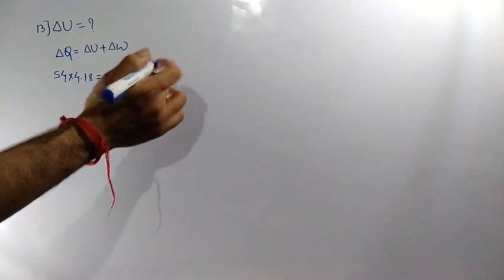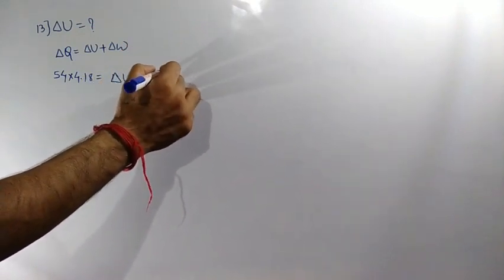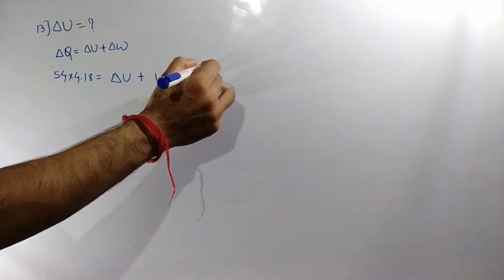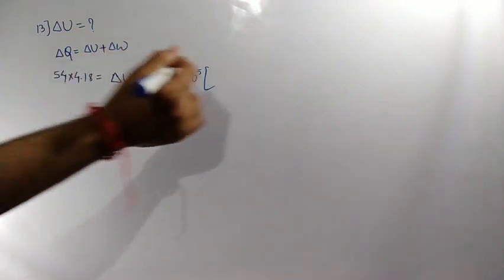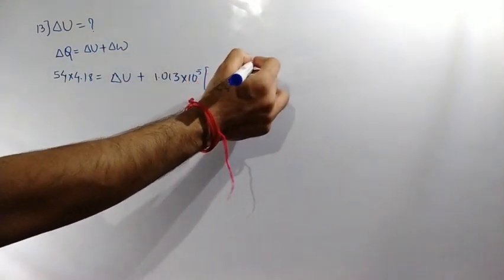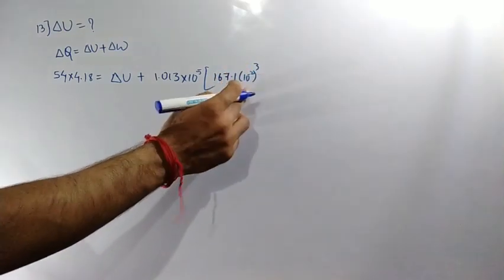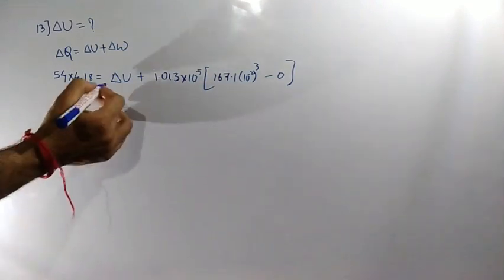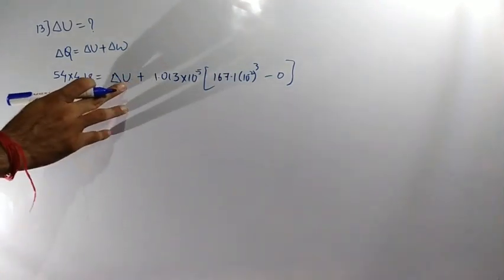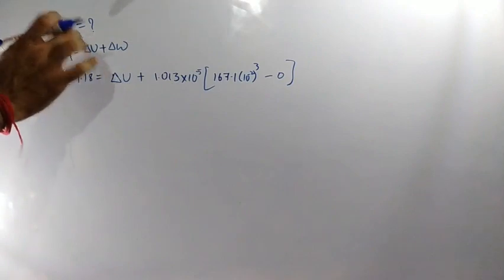P delta V. Pressure value is given as 1.013 into 10 to the power of 5 inside the bracket. Volume is nothing but the difference between volumes. Initial volume is 0 and final volume is 167.1 cubic centimeter, so 167.1 into (10 to the power of -2)^3 minus 0. If you solve this equation and separate the value, that is your value for delta U.